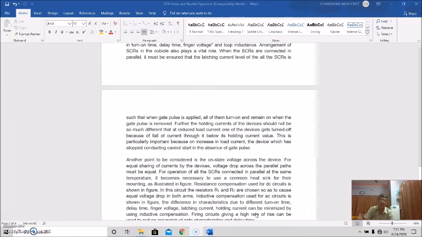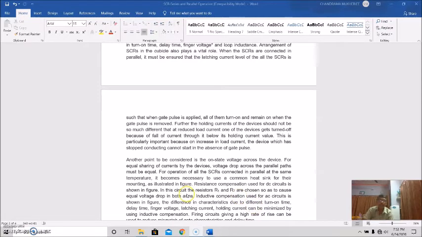Another point to be considered is the on-state voltage across the device. That's also very important for equal sharing of currents by the devices. The voltage drop across the parallel paths must be equal. For operation of all SCRs connected in parallel at the same temperature, it becomes necessary to use a common heatsink for their mounting.